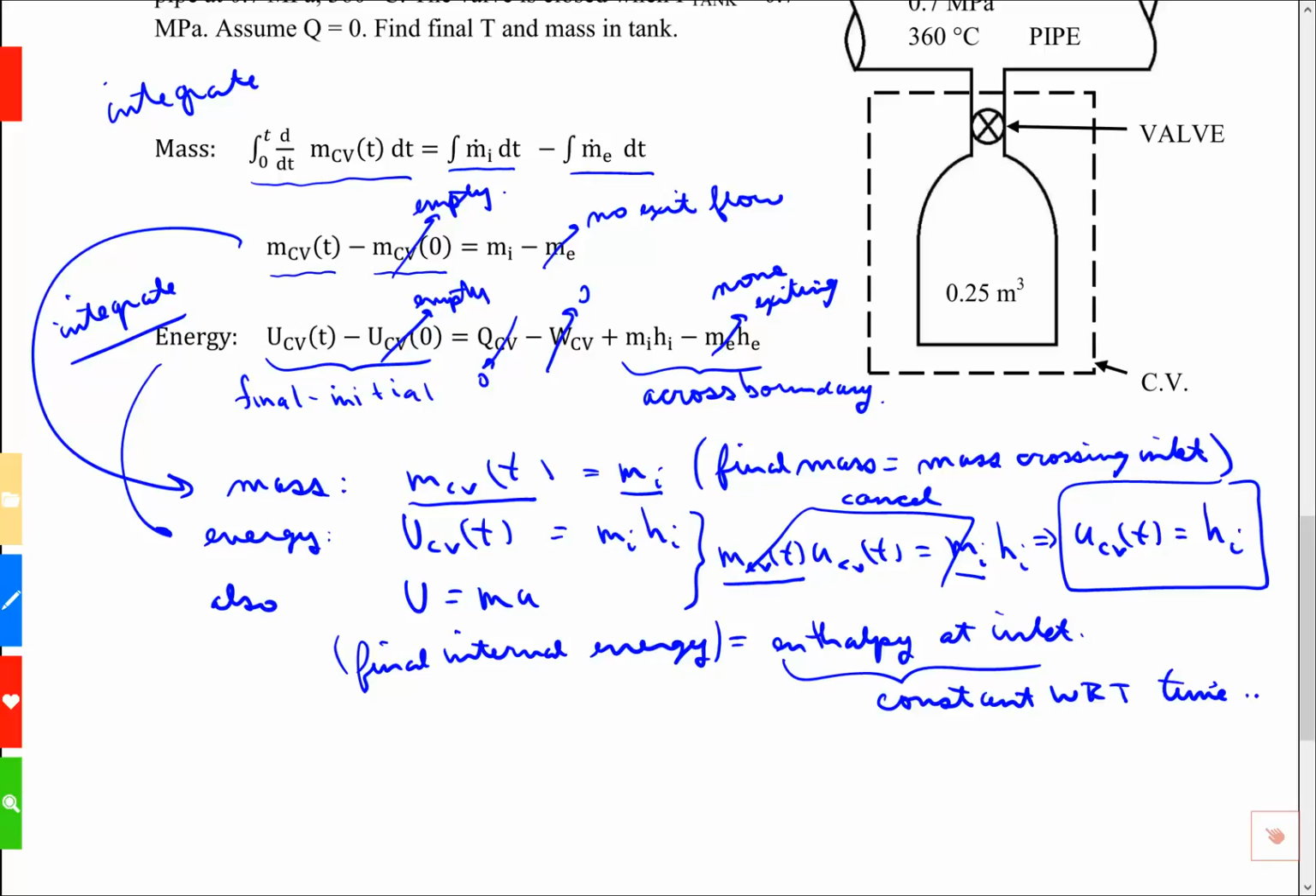Okay, we can solve this now. We're looking for, I'll say A, the T at time t in the tank. Well, let's go back to our energy equation. We want to find the internal energy. We're going to find it by finding the inlet conditions. The inlet is at 360 C, 0.7 megapascals. We need a superheat table.